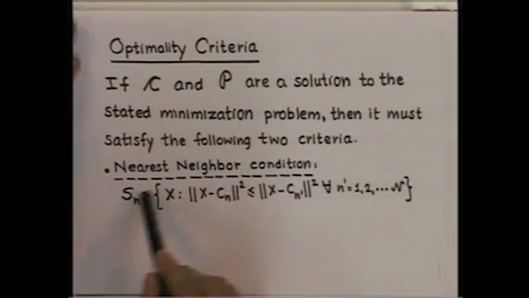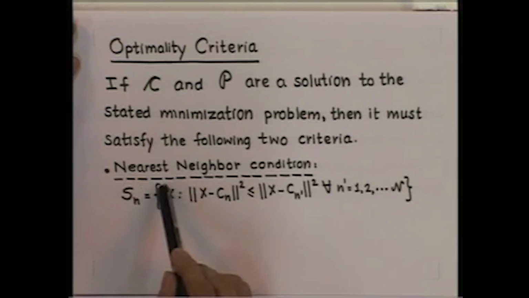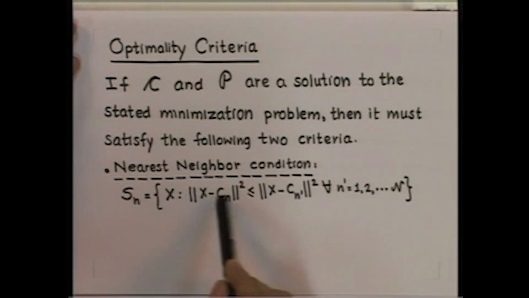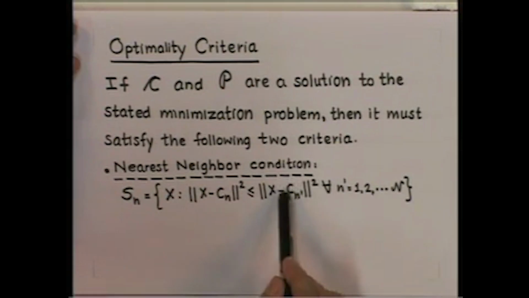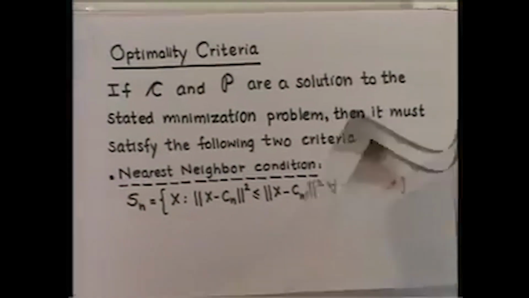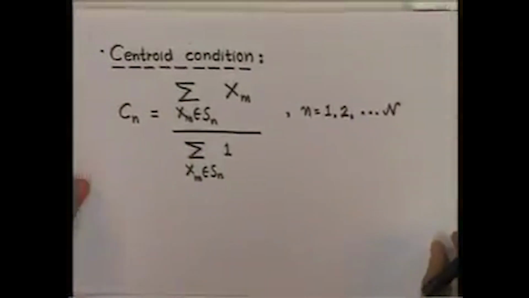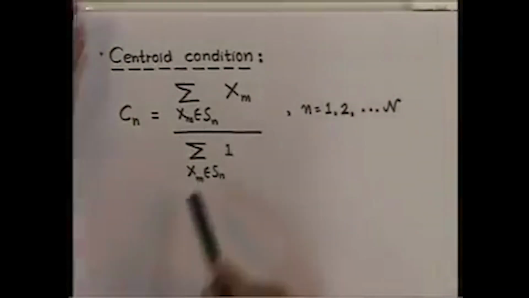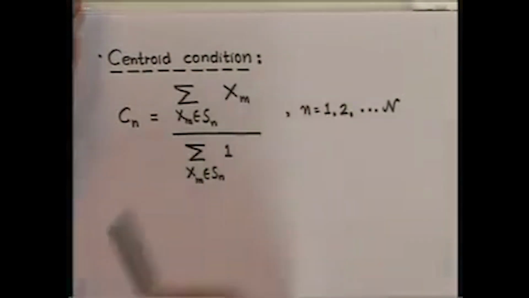What this condition states is that the encoding region Sn should consist of all vectors that are closer to Cn than any of the other code vectors. For those vectors lying on the boundary, any tie breaking procedure will do. The second condition that should be satisfied is the centroid condition given by this expression.